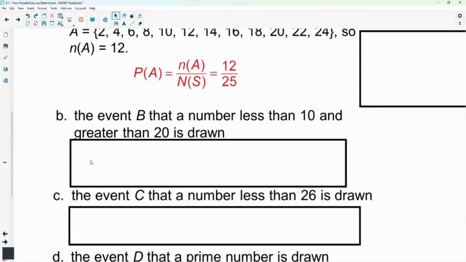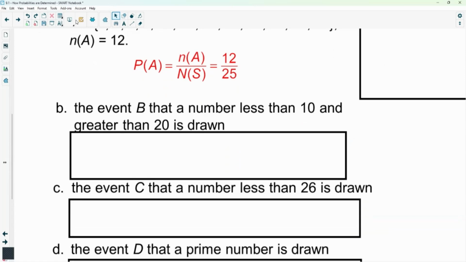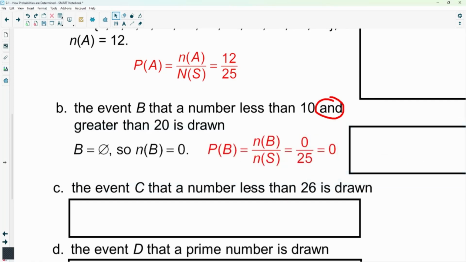Event B is that the number is less than 10 and greater than 20. So again, and means that they both need to happen. It's an intersection. So can a number be less than 10 and at the same time be greater than 20? No. See, this is an example of an impossible probability. This is called the empty set. I don't know if you guys remember that, empty set. And so that means the probability is 0. There is no way for a number to be less than 10 and at the same time be greater than 20, okay? If it was or, that's a different story, but this is and.